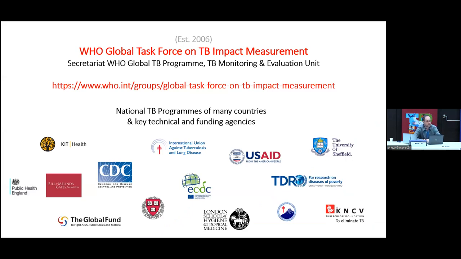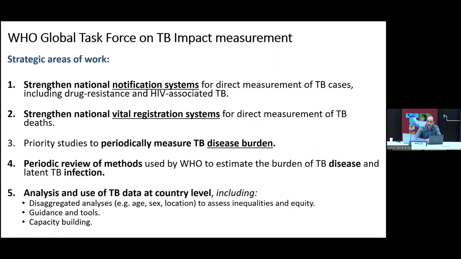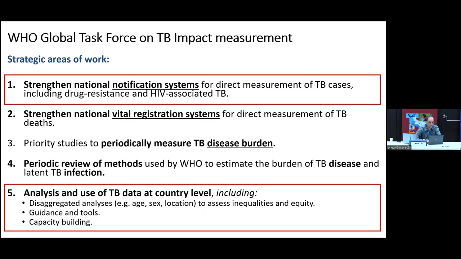As most of you will probably know by now, the WHO Global Task Force on TB Impact Measurement was established in 2006. This is a network of national TB programs from many countries, as well as key international technical partners, as well as funding agencies. There are five main strategic areas of work for the Global Task Force. The work stream that we're going to be discussing today in this webinar fits under strategic areas number 1 and 5. So that's to strengthen national notification systems for the direct measurement of TB cases and the analysis and use of TB data at the country level.